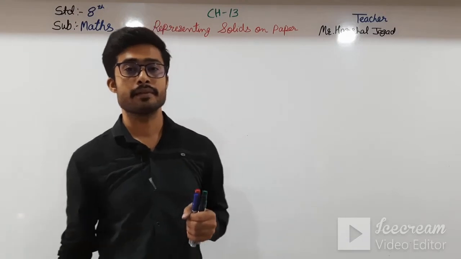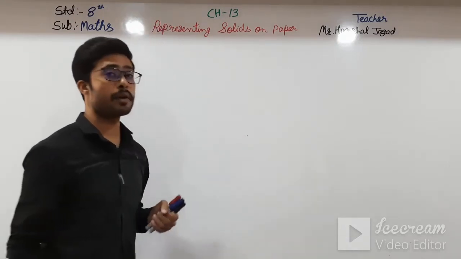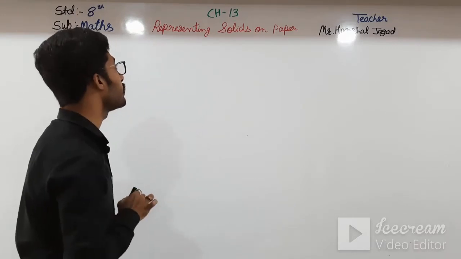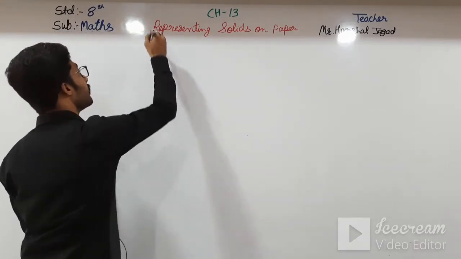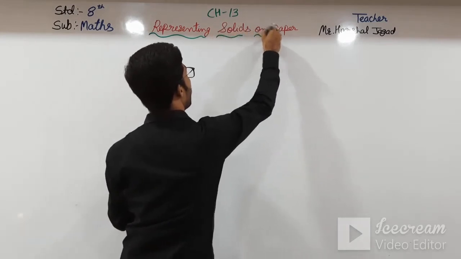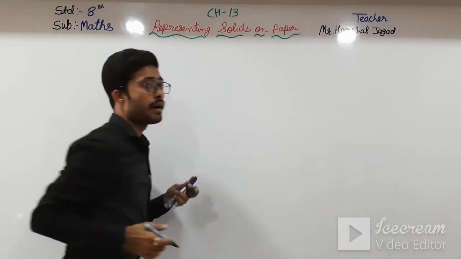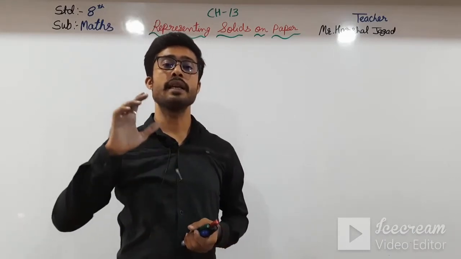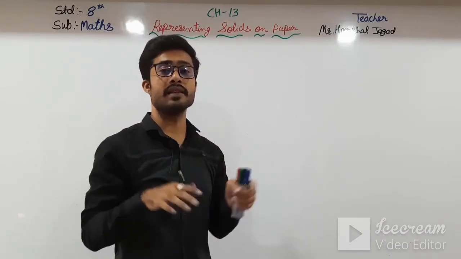So in the previous video we have just finished chapter number 12, Understanding Quadrilaterals. Now we will start a new chapter, chapter number 13, Representing Solids on Paper. How the solids are represented on paper; solids means 3D shapes.